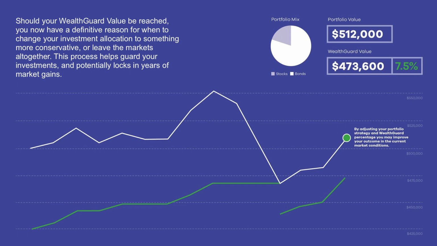I'll show you another example. This one has a wealthguard number or percentage of 7.5%, which is a maximum of 7.5% loss within your account. So naturally it's more conservative, as you can see, and so you might have 80% bonds and only 20% stocks.